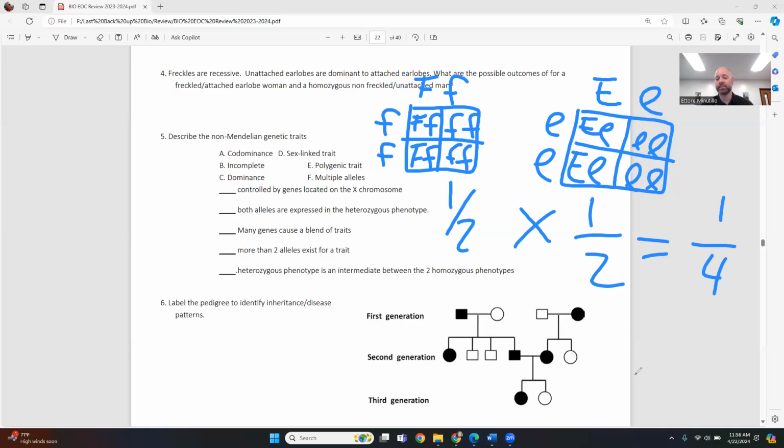If I ended up with a different set of parents and these fractions were different, that would obviously lead to a different outcome here when we went to figure out the chances of their kid ending up a certain way versus another.